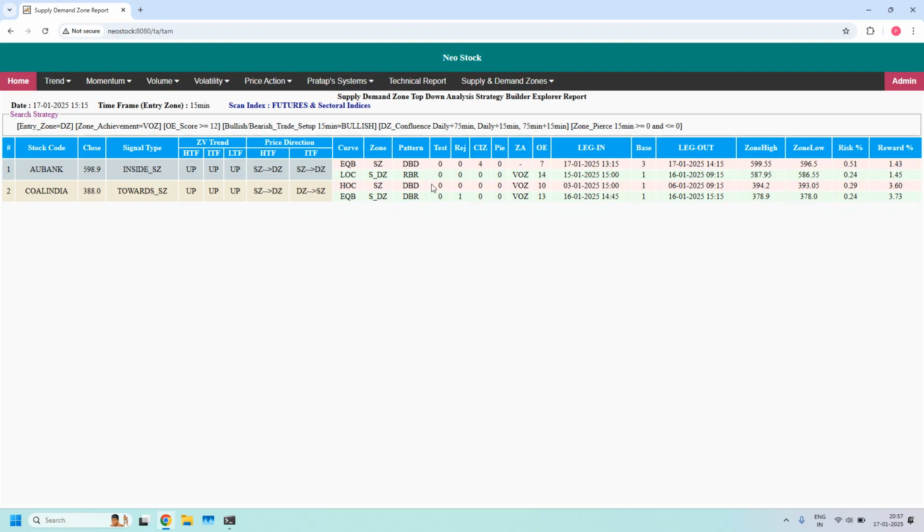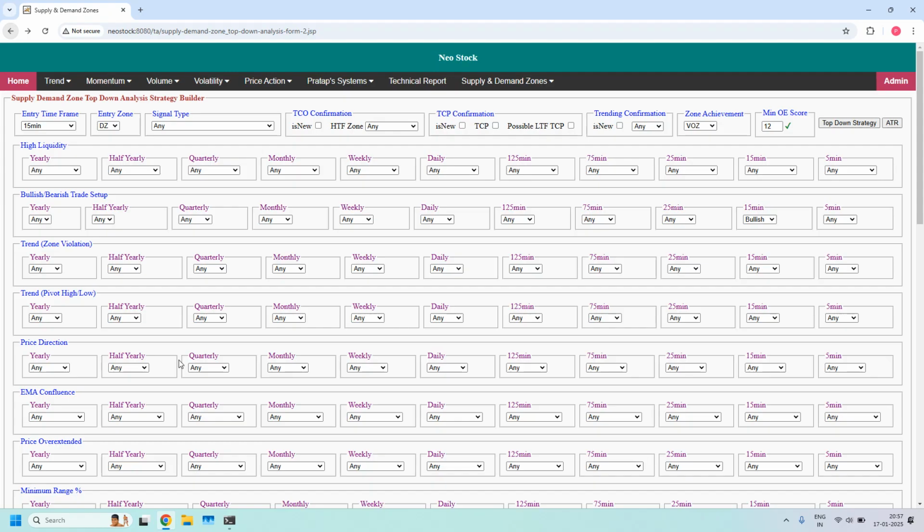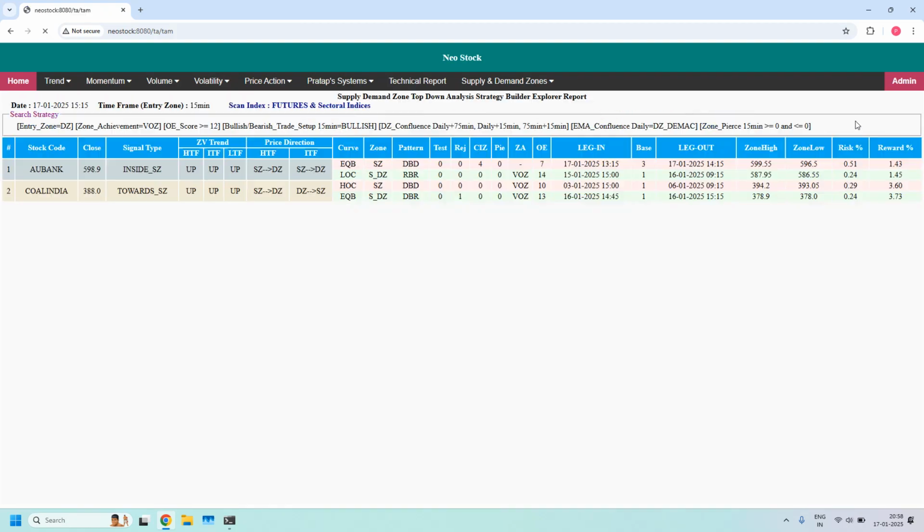If these daily demand zones are having daily EMA confluence, then these 2 15 minute demand zones are high probability trade setup supported zones. Let us verify. In the EMA confluence at a daily time frame, the daily demand zone having daily EMA confluence filter is enabled, because the 15 minute demand zone together with the 75 minute demand zone is part of the daily demand zone. That's why we are setting daily demand zone having daily EMA confluence.